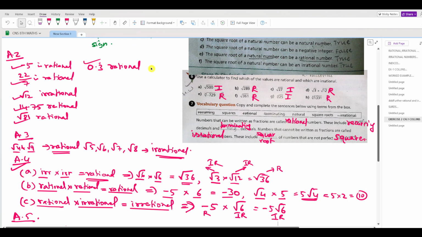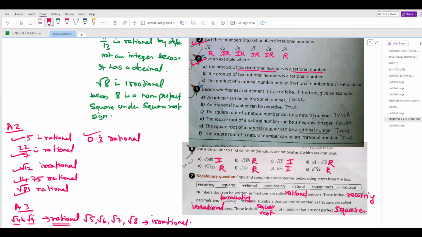Now let us see what question number 5 says. Now, this is question number 5. Decide whether each of the statements is true or false. If it is true, give an example. So if the statement is true, you have to give the example. Okay, so let us start from A. A: an integer can be an irrational number.